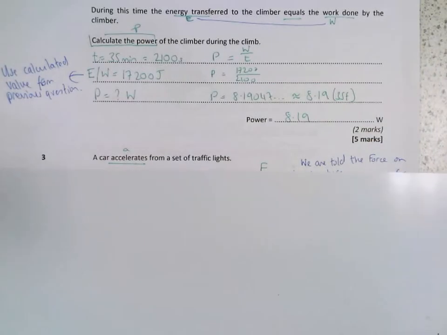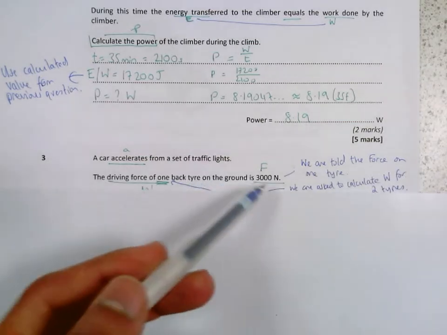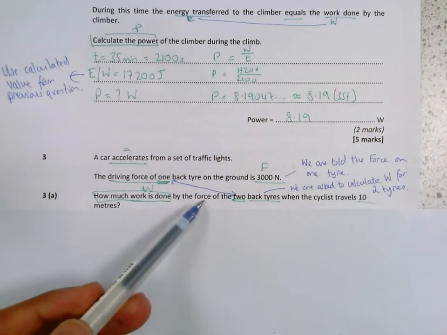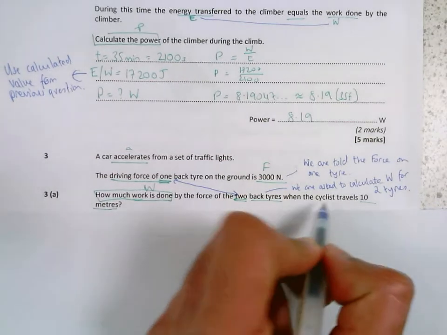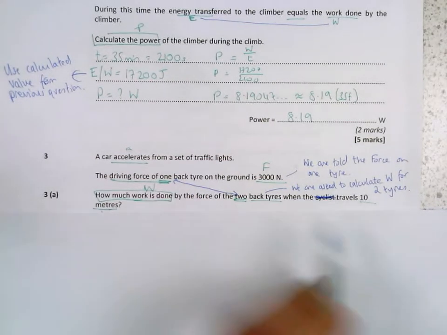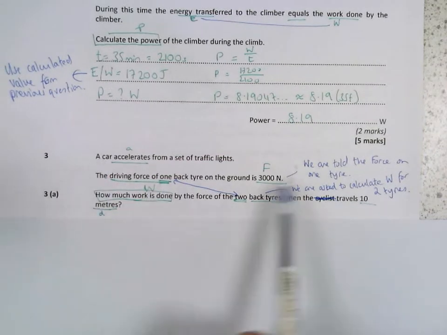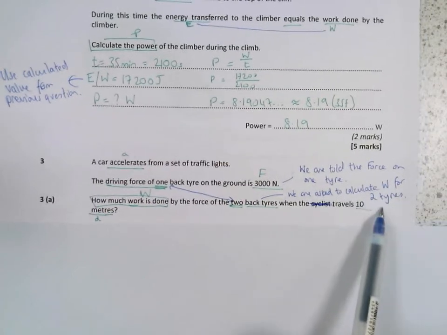Question 3. A car accelerates from a set of traffic lights. The driving force of one back tyre on the ground is 3,000 newtons. How much work is done by the force of the two back tyres when the, I should say driver really, because it's not a cyclist, it's a driver, travels 10 meters? So, we are given the force of one tyre, but we're asked to calculate the work done for 2 tyres.